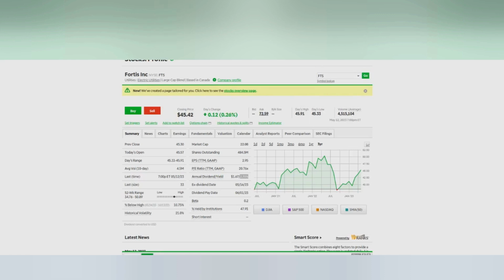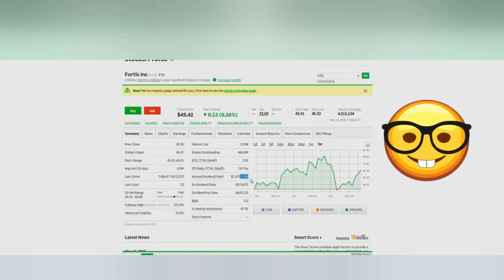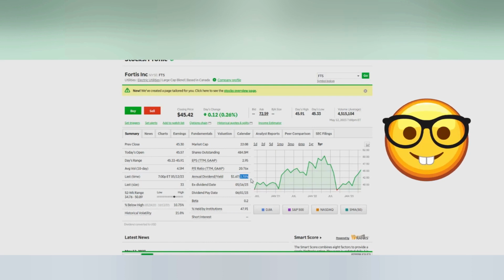Now, if you're in TD Ameritrade, that dividend yield is right here. And you can see it's a little bit different. And that's something that you're going to notice as you go across different resources, is that the numbers may be slightly different based on the calculation of that particular website, or maybe the data feed that they're using. So just keep that in mind.